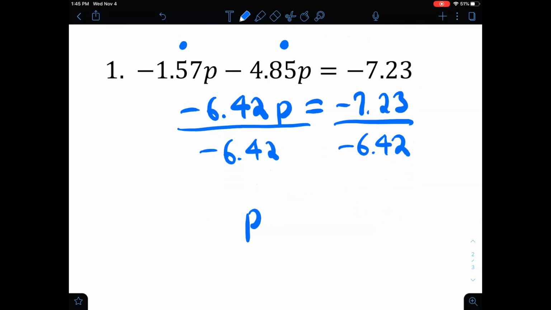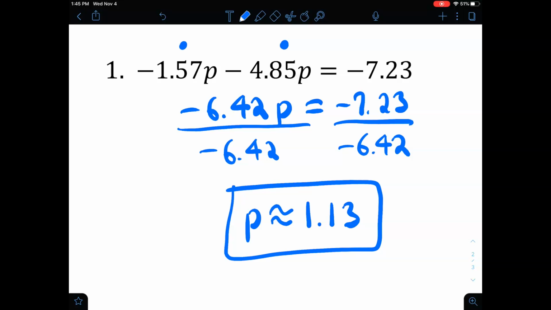Okay, so p is going to be, and then we're actually going to have to round here. When you divide negative 7.23 by negative 6.42, we're going to have to round, so it's going to be an approximation. It's going to be approximately 1.13. Okay? I'm not sure if I rounded up or rounded down if I didn't write it on my notes, but if it's 5 or more, you're going to round this number up. So if it's a 2 going to a 3, or you're going to keep it the same. If it was a 3, it's going to stay a 3 if it's 4 or less.